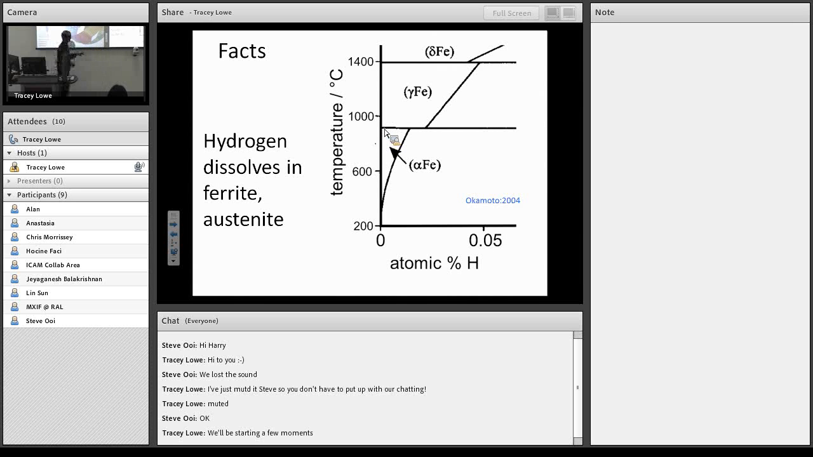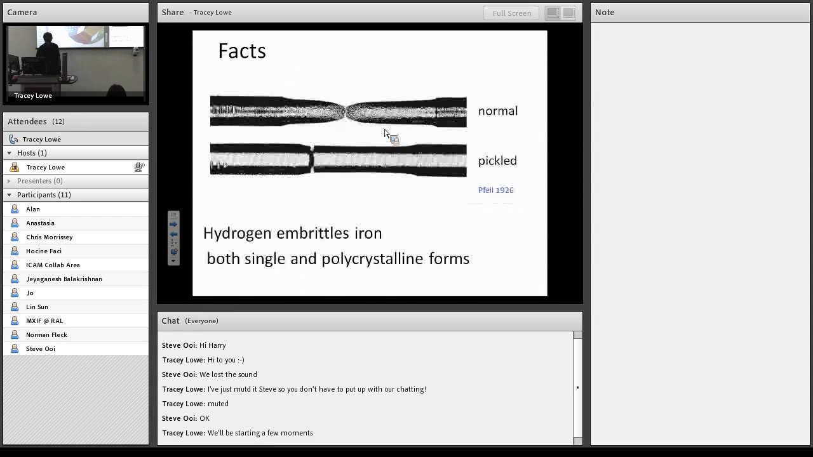The units here are atomic percent of hydrogen. So although this is actually a small concentration, like all interstitials, it has a very, very large effect on mechanical properties. And understanding why it has a very large effect is what this talk is about. And indeed, in controlling the behavior of hydrogen inside the steel, so that even if we don't know the mechanism, can we stop it from doing damage?